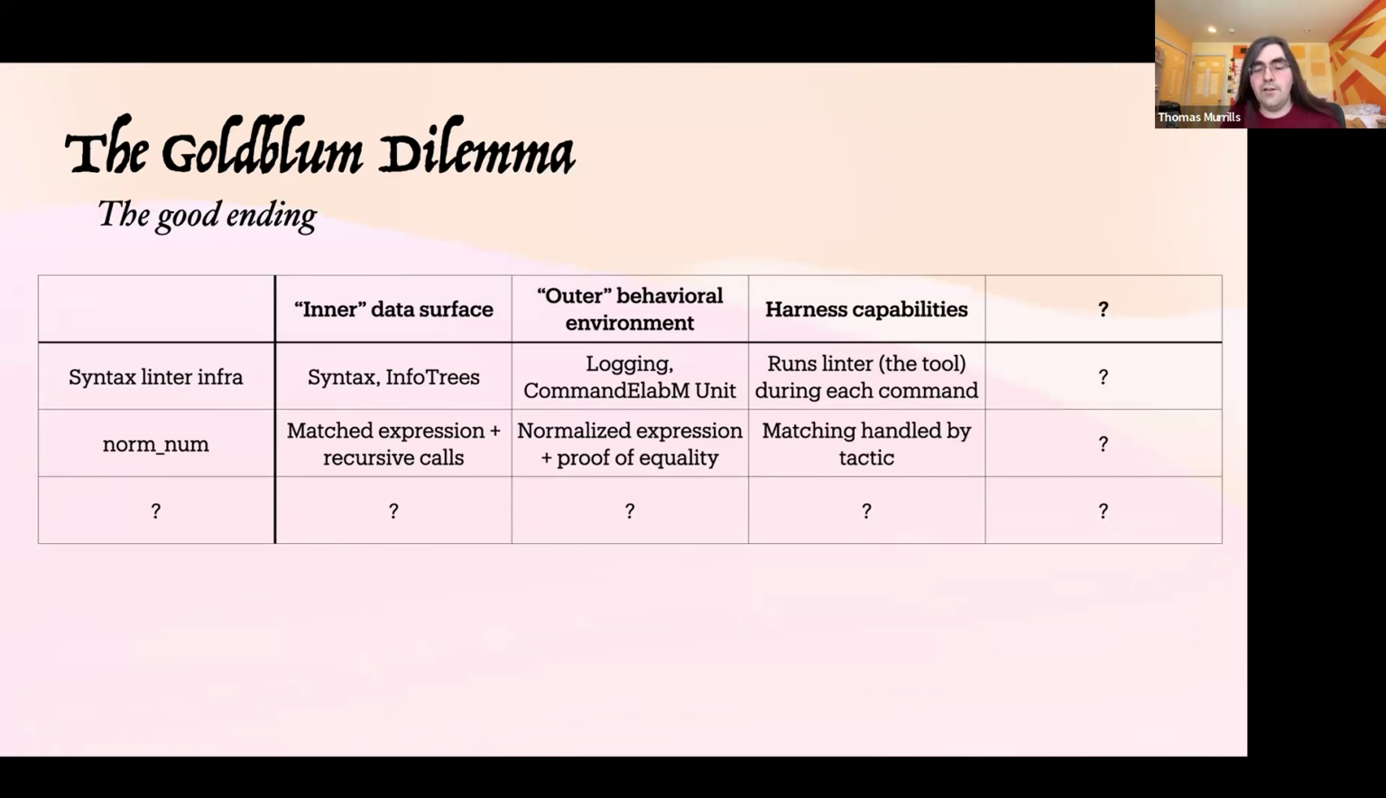Likewise, in normnum, all of the matching on expressions is handled by the tactic. The normnum extension can be written without thinking about matching at all. The next thing is extensibility, and this is really important. For syntax linters, it's really straightforward. You just call initialize add linter and then the name of the linter you've just written. And for normnum, it's attribute based, right? So you write at normnum and then the pattern, and you put that in front of your normnum extension, and now normnum uses it.